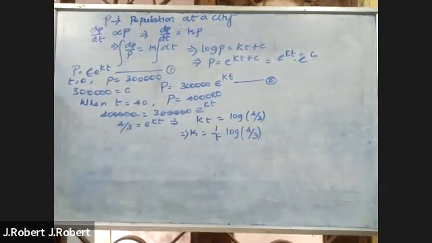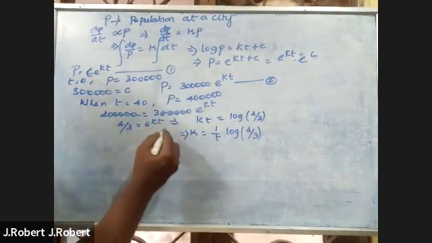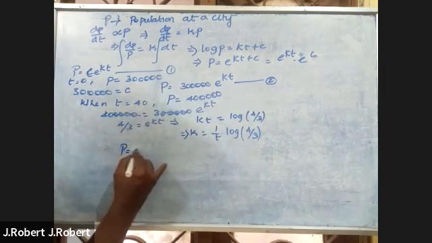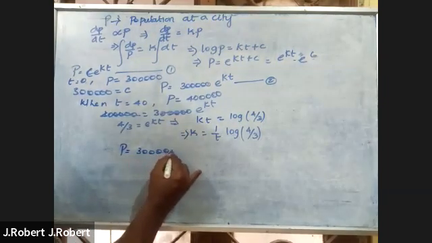So your k is equals to 1 by 2 log of 4 by 3. My question is, what is the population? The question asks to find the population of a city at time t. We formed an equation with t. So we have to find p; we have found the value of k. Your p is equals to 2, we substituted, 3 lakhs.